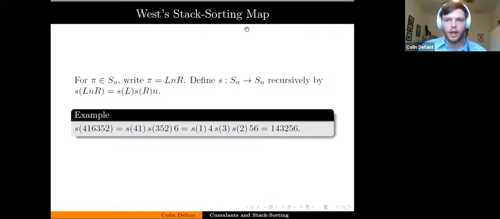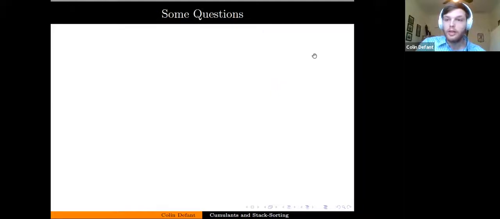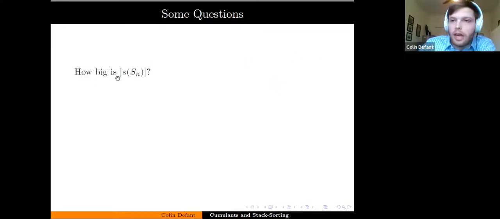And people have asked things like, how many permutations require at most 1 iteration of this map to get sorted? How many require at most 2 iterations to get sorted? Those were actually originally enumerated by Doron Zeilberger. I'm not going to be focusing on those questions in this talk. Instead, I'm going to be looking at these questions here. So the first question is, how big is the image of this function? So how many permutations can I obtain as the output of this stack sorting map?